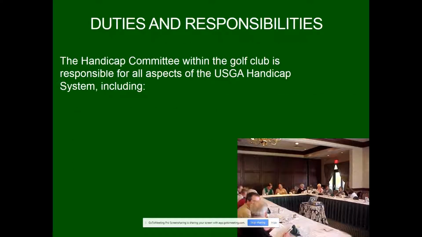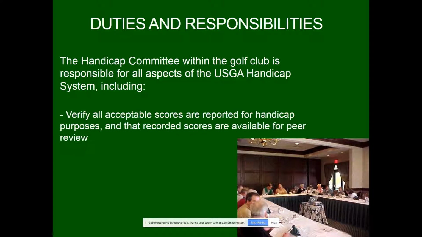All right. Duties and responsibilities of the committee. This would include verifying all acceptable scores are reported for handicap purposes, and that recorded scores are available for peer review. So once again, just making sure that the tools are out there, your members are aware of where they can do peer review, and that when people play golf within your club, they're actually putting in the right scores and that the scores are all there.